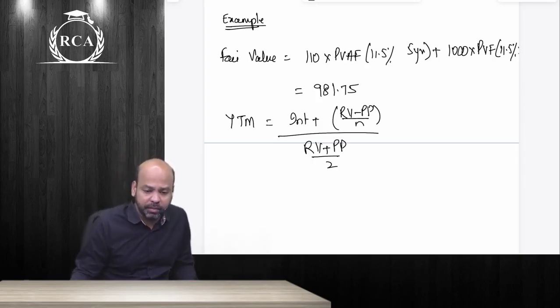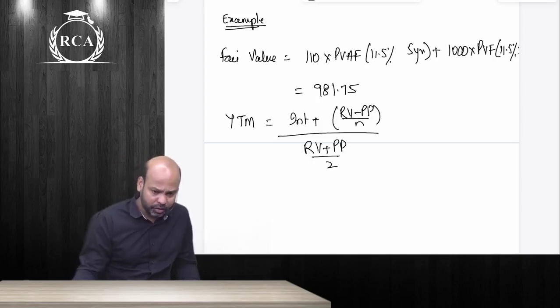कितना है बेटा YTM? 12.04. देखो आ गया निमित, वो 981.